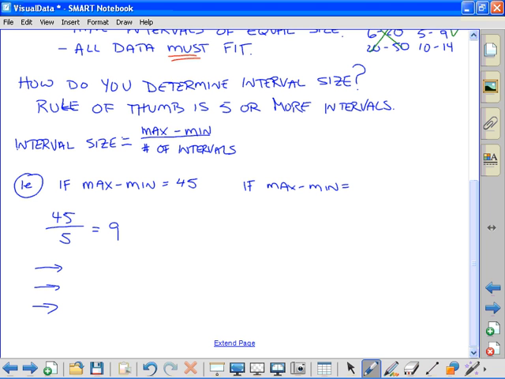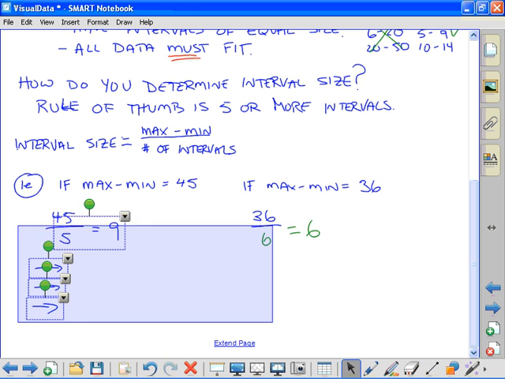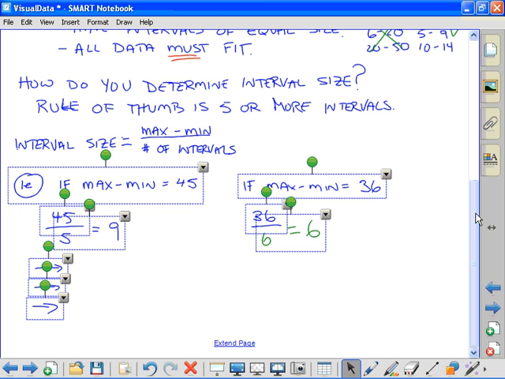If max minus min was equal to, let's say, 36, I don't want to divide by 5 because it doesn't work evenly. It'd be nice if it divides evenly, and if you pick 36 divided by 6, then you get a nice even number to work with. That's not how the world always works. You may run into a situation where you have no choice and you've got to go with decimals.